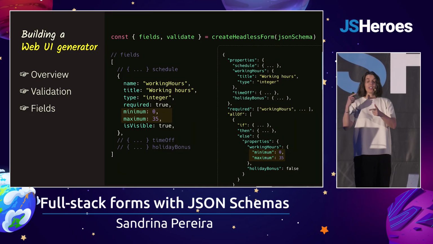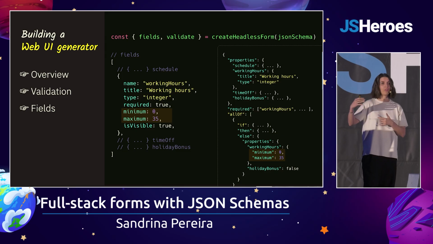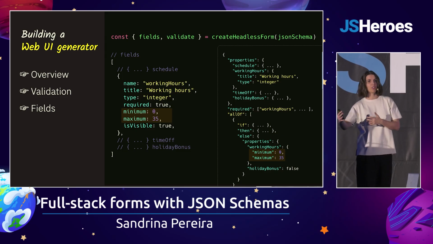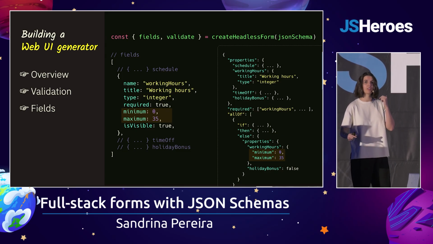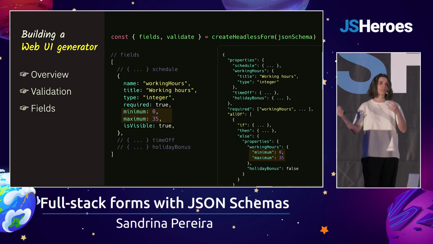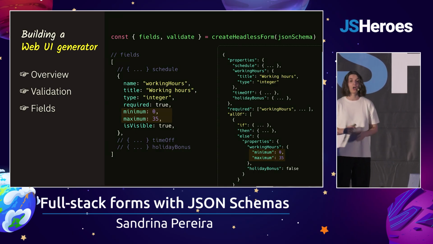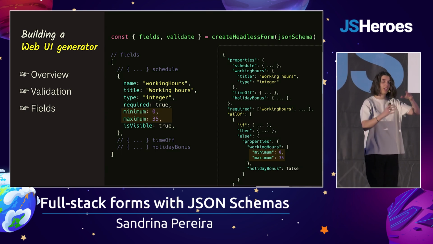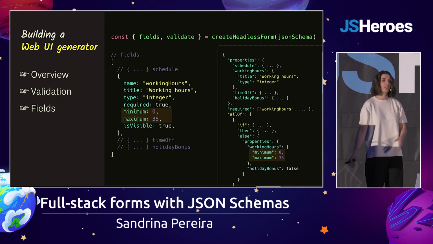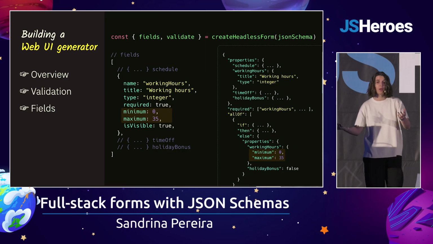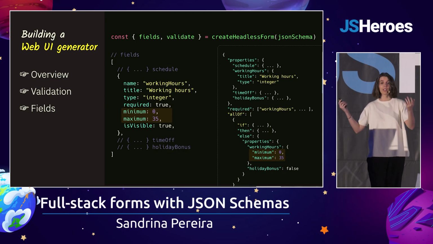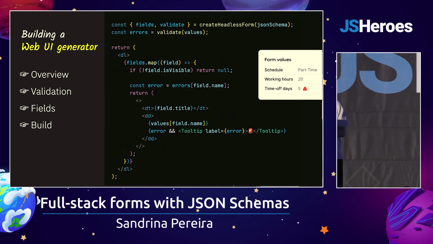But the trick here is that when you call validate, depending on the values that you pass, the fields will mutate on the fly. So if you pass full-time, then the holiday bonus will be visible. How cool is that? So with this headless output, you can easily take it and build your UI, like a dynamic form or a dynamic list. And this, okay, now it's working.